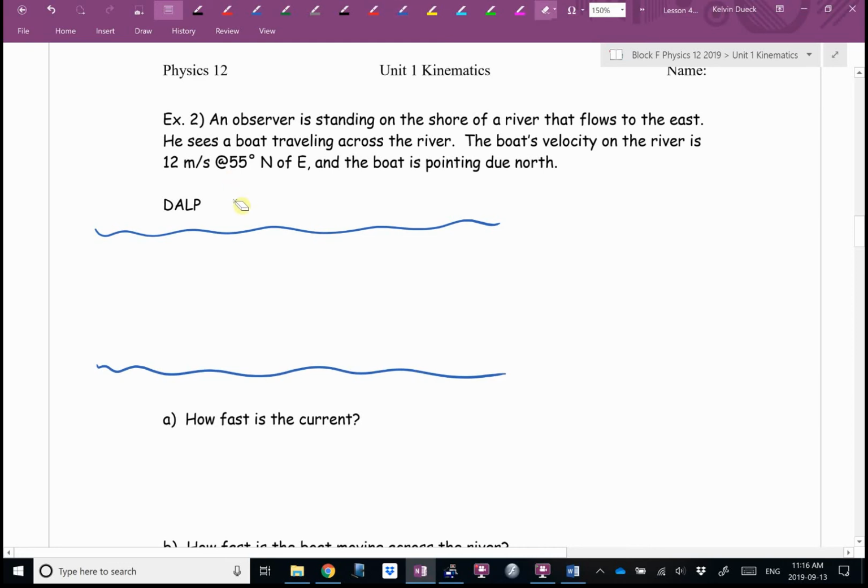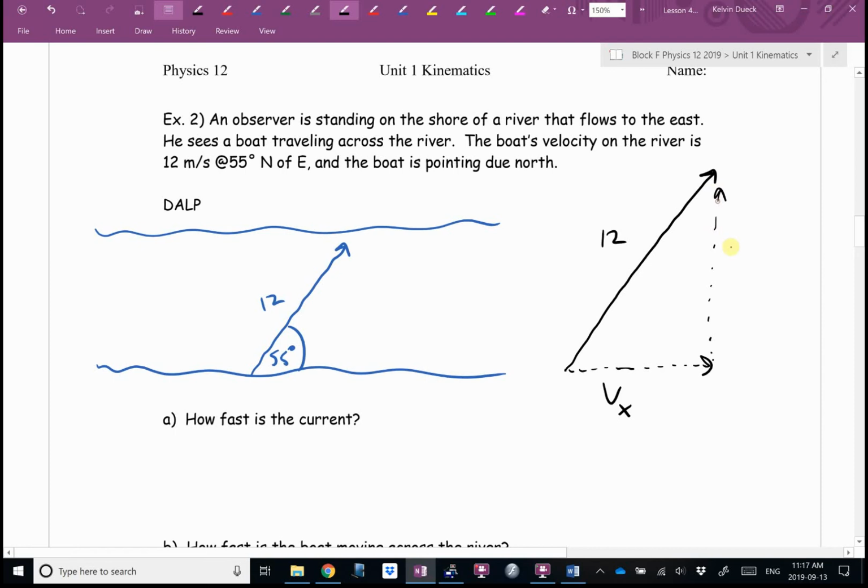12 meters per second at 55 degrees north of east. North of what? East. So it's going to be north of east, and that right there is going to be the 55 degrees. I'm going to redraw the triangle a little bigger over here so I can play with it. So there's the 12. There's the horizontal component. There's the vertical component.